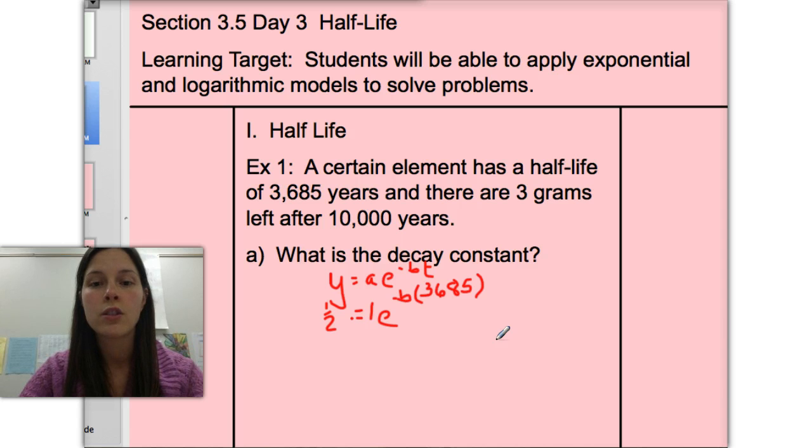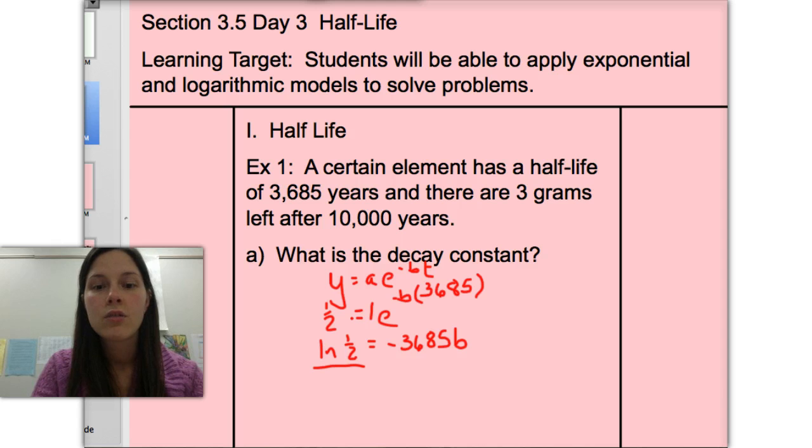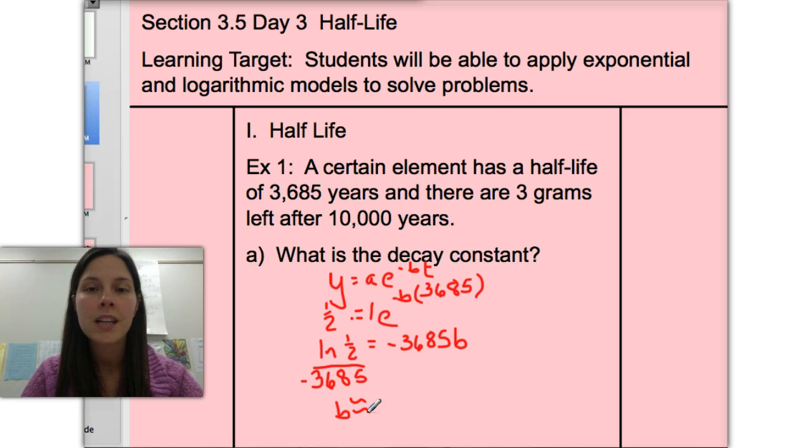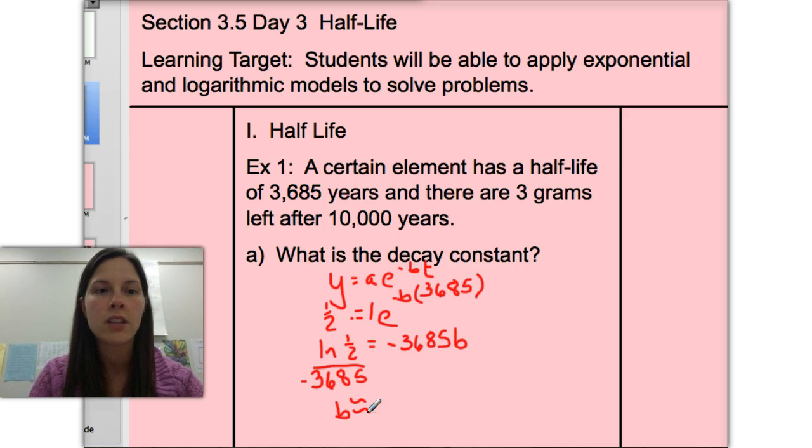So we substitute that in, and then to solve for b, we of course are first going to divide by 1, which doesn't do anything. To cancel the e, I'm going to take the natural log of both sides. So I'm left with negative, and I'm going to rewrite this as a coefficient, times b. To solve for b, we're going to divide by negative 3,685. When you punch that in your calculator, you shouldn't need any parentheses. I would recommend using 0.5 for 1/2, so you don't have to worry about that fraction.